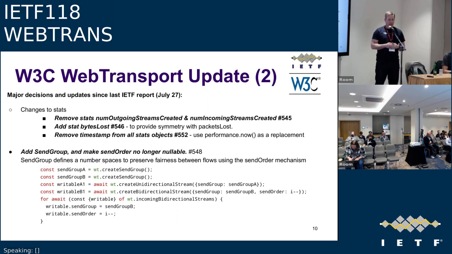The bigger change semantically was the addition of send group. It's basically a number space to preserve fairness between flows when we were using send order, which was a previous creation. So if you have a stream that's incrementing send order with every frame and another one that's incrementing it with every GOP, then your frame one is going to get to a higher order and keep having higher priority quicker. So we needed to separate those. So now you can say send group equals create send group. You get a writable, and you can see that in your constructor, you can assign the send group, and you can also update it afterwards as a getter and as a setter. So we think it's a nice addition to the spec, allowing for more equitable fairness between competing flows.